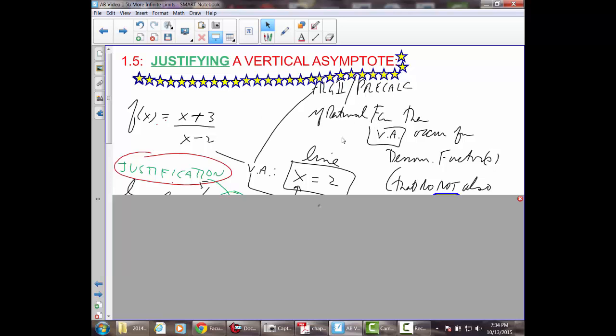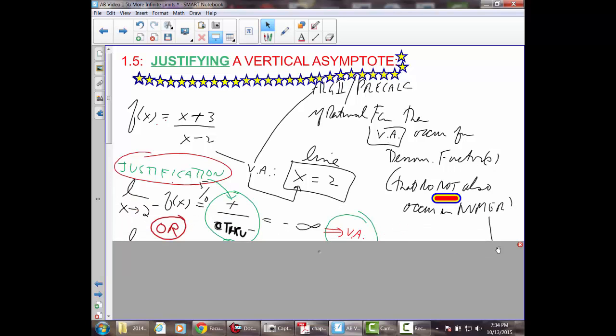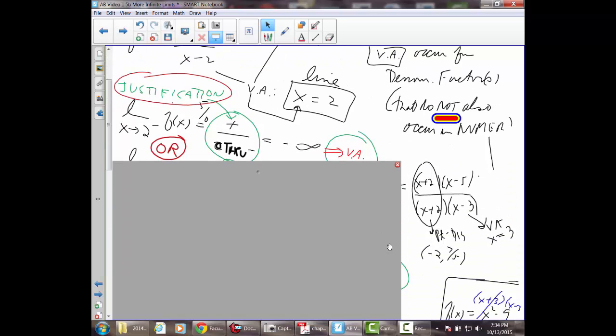So you know from Algebra 2 and Pre-Calc, if you have a rational function, the vertical asymptote occurs for denominator factors that do not also occur in the numerator, because if they do, then you have a point discontinuity, right?